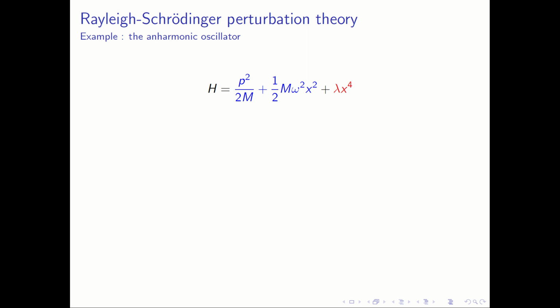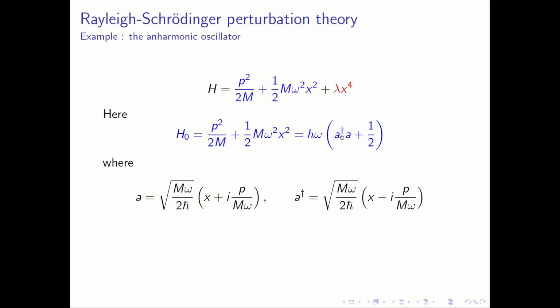Now, just to recall, this problem of course has a very simple, exactly solvable H0 Hamiltonian, which is just the first two terms here, the terms in blue, and this, as we all know, can be rewritten in terms of the raising and lowering operators in this particular form, h cross omega times the number operator a dagger a plus half. And of course, a and a dagger are the familiar raising and lowering operators for a harmonic oscillator.